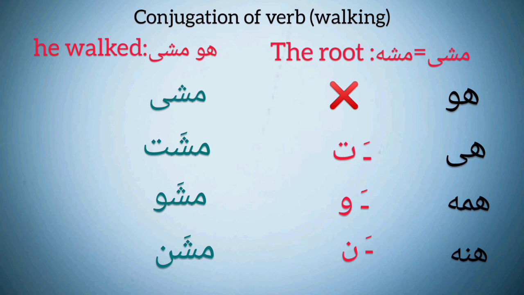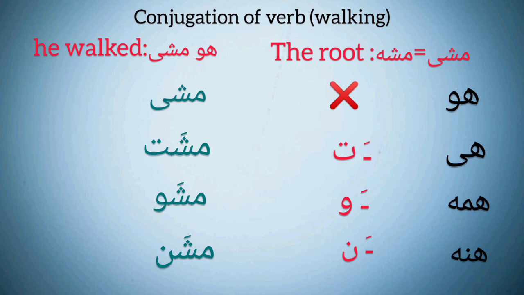But in these types of verbs, in these types of roots, the alif at the end of the root has to be deleted, okay? We have to delete it and add some letters and some signs, okay? هو مشى and هي مشت. We have to delete the alif from them, okay?